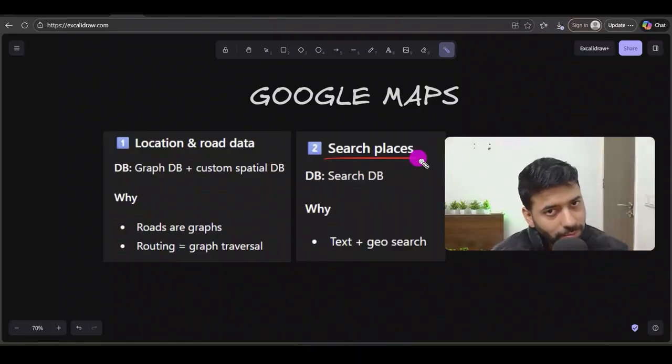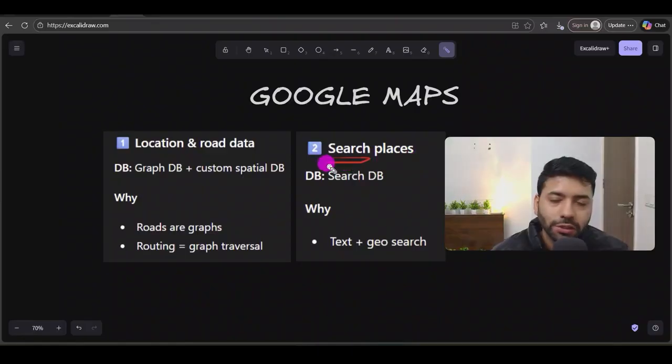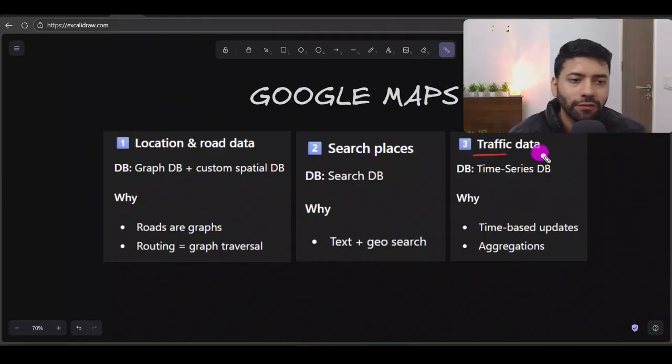Next, talking about searching places, because it is related to searching, of course we will use a search database. Then if we talk about traffic data, for that a time series database can be used, because we want time based updates and we want to perform aggregation operations. So for that, a time series database is the best.